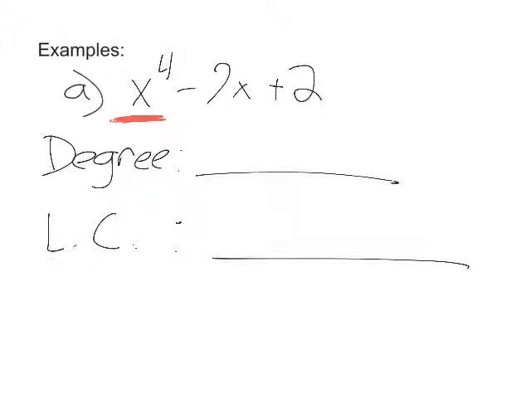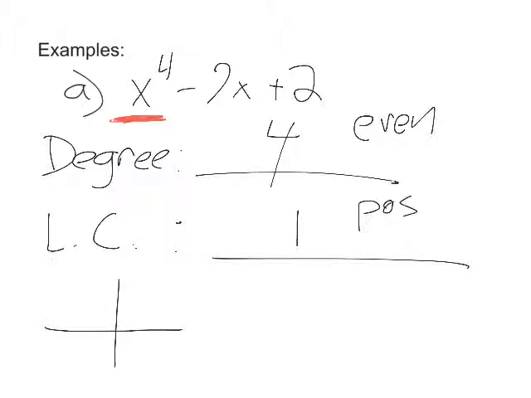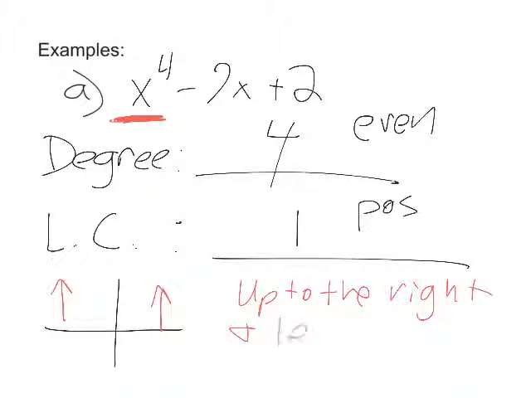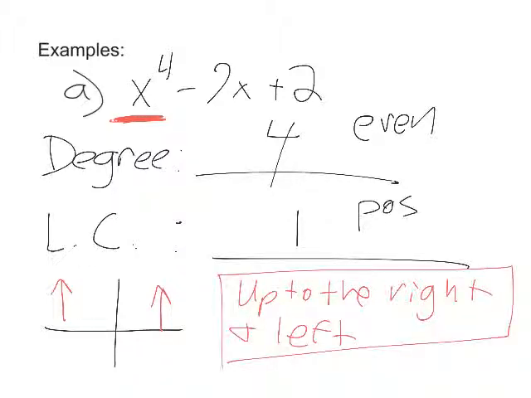So take a look and write down your degree. The degree here is 4. That's the largest exponent on any one term in the polynomial. And the leading coefficient is going to be a positive 1. So we have even degree and we have a positive leading coefficient. That graph goes up. Now, I don't know exactly what it does on the inside of the graph, okay, between the two ends, but it's going to go up on both sides. So up to the right and left is what we give for the answer there.